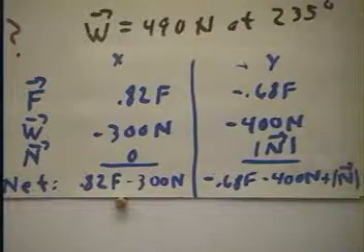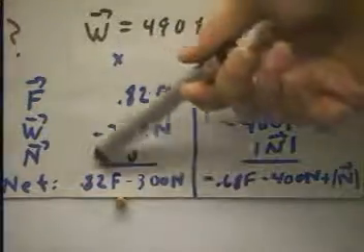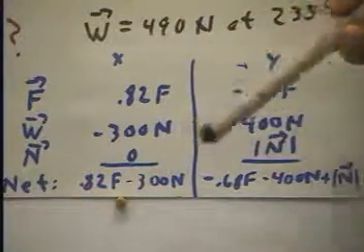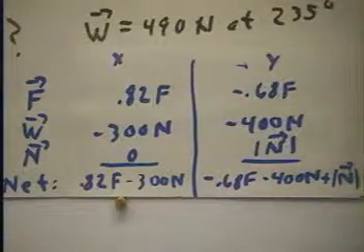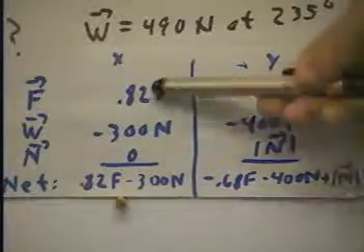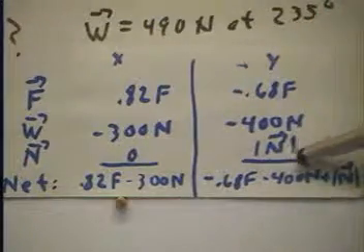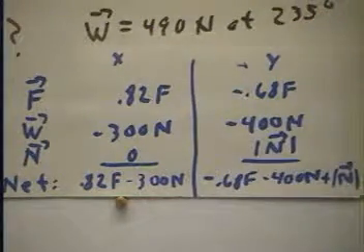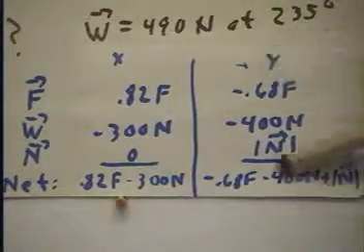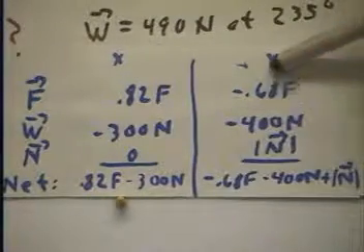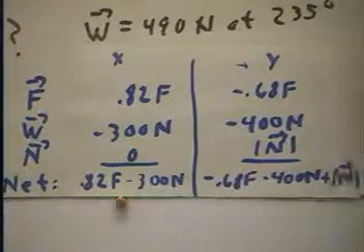The weight components, when we do the cosine and sine of the 235 degrees, we're going to end up with an x component of about negative 300 newtons and a y component of about negative 400. Now these are just approximate. You can rework this and get the precise values if you really want them. But here we're just trying to illustrate. And the normal force has 0 x component. The y component is just the magnitude of the force itself. So the total of the x components is 0.82 F minus 300 newtons. The total of the y components is negative 0.68 F minus 400 newtons plus the magnitude of the normal force, which we have written right here.